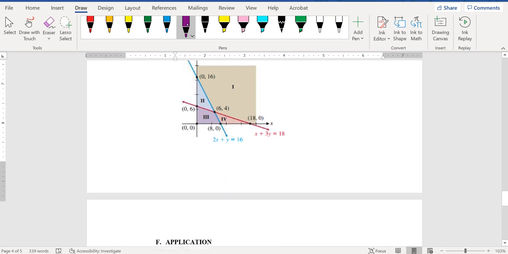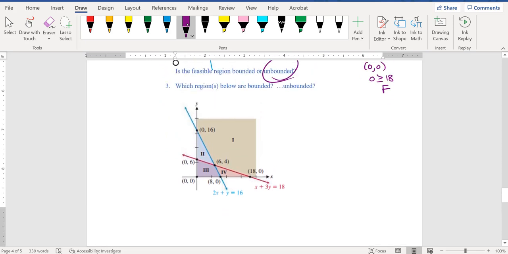All right, let's look at example number 3. Which regions below are bounded? Okay, bounded would be region 2, region 3, and region 4. So 2, 3, and 4 are bounded. However, region 1 is unbounded because it keeps going forever in those directions.